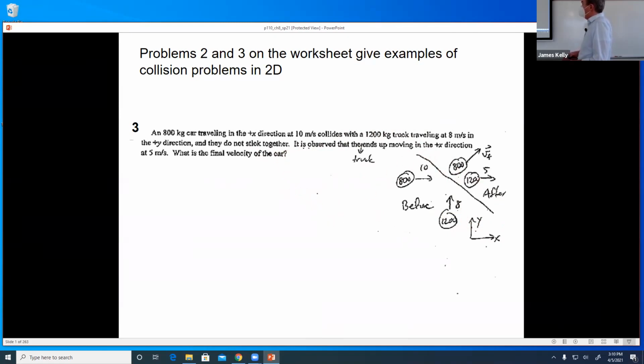They don't stick together in this particular problem, so we're not talking about a completely inelastic collision, but it's going to be partially inelastic if it's at all realistic. Car collisions are never explosive. It's observed that the truck ends up moving in the plus x direction. So the 1200 kilogram truck is moving in the plus x direction afterwards at 5 meters per second. And the question is, what is the final velocity of the car? If you're asked for a velocity, you need to give the vector, and giving the x and y components of the velocity afterwards would be sufficient.